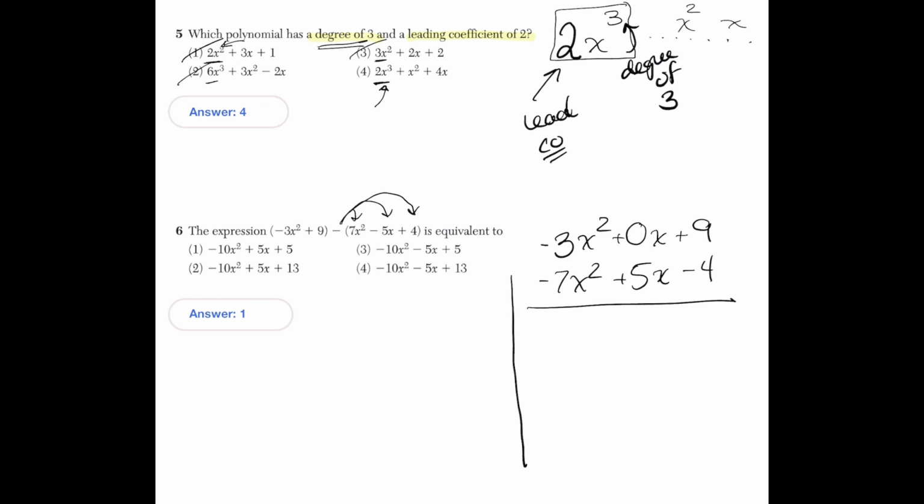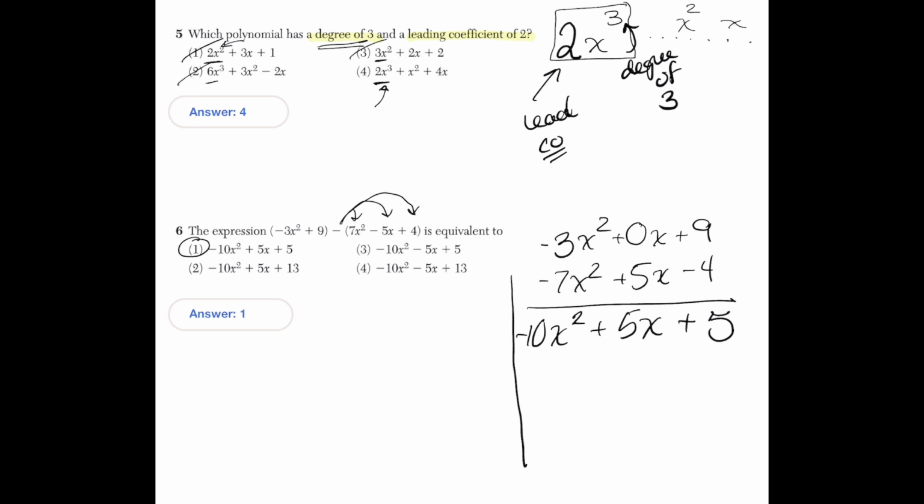And now that it's stacked, I can actually combine these and kind of just add straight down, because all my like terms are stacked up. That's why I like this way a lot. So 9 plus a negative 4 is just positive 5. Here I just have 5x. I'm not adding anything. And here I have negative 10x squared. And that gives me the answer for 1.